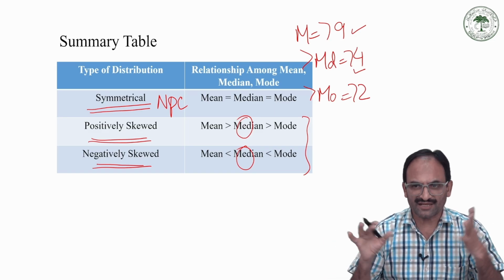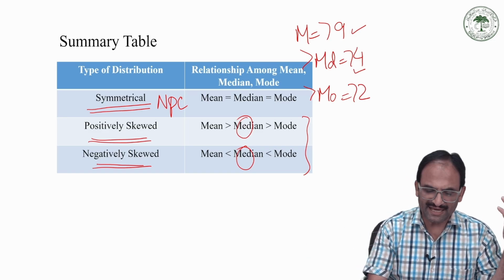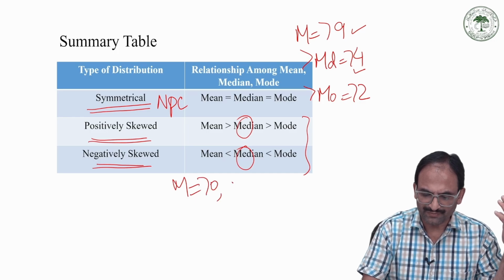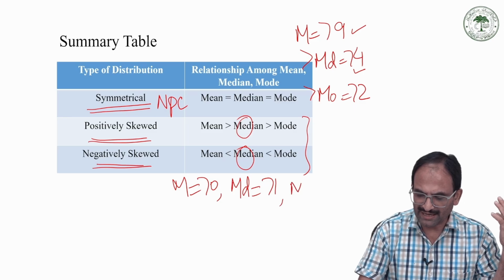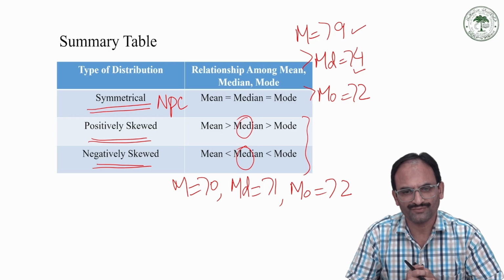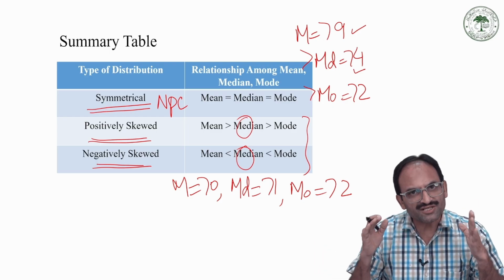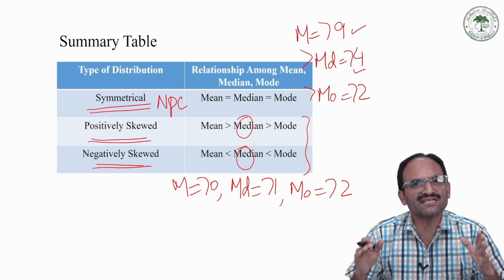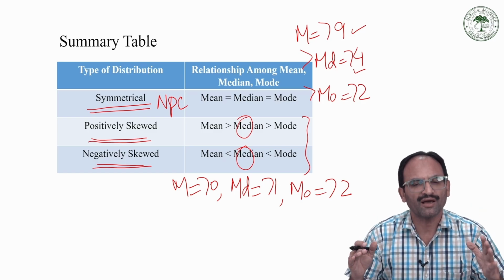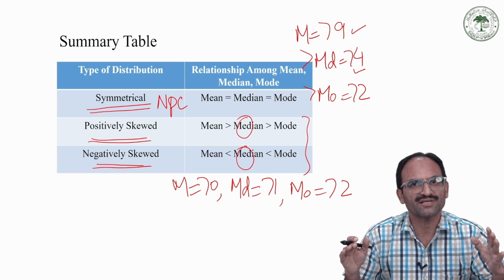Let me take another example. Suppose this is the case, mean is equal to 70, median is equal to 71 and mode is equal to 72. Let me repeat, there is a distribution for which mean has come out to be 70, median has come out to be 71 and mode has come out to be 72.